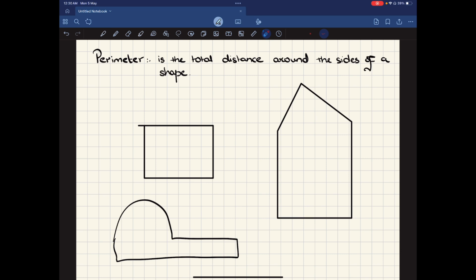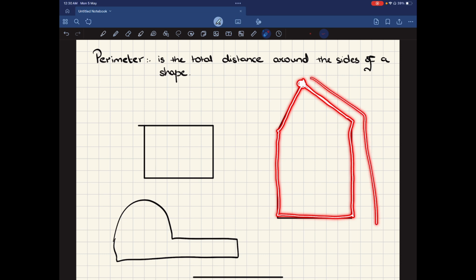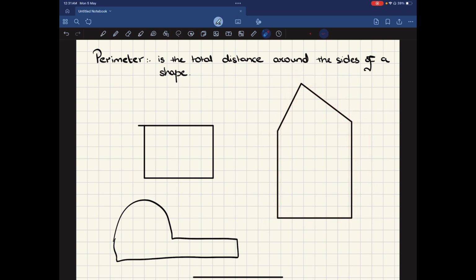Let's start from here. We're going to add this side of the triangle, then this length of the rectangle, the base, the length, and then the other side. And now we're back at the dot. So the sum of all these sides is going to basically be the perimeter of the shape.